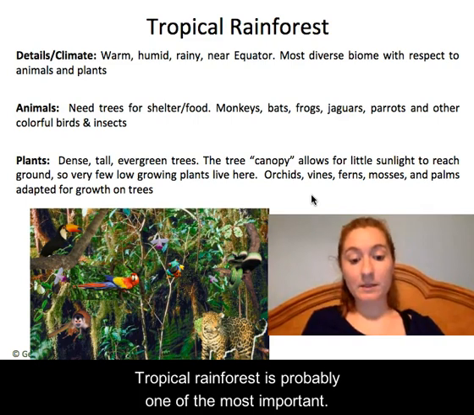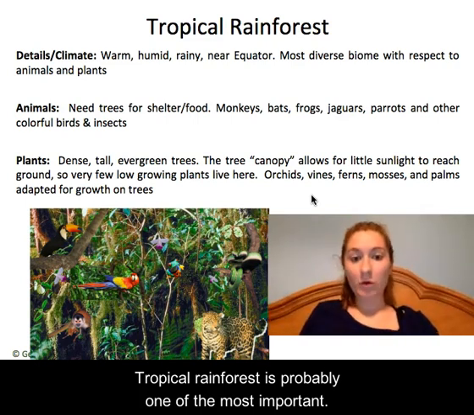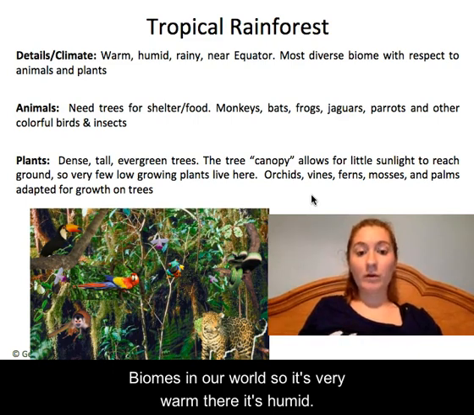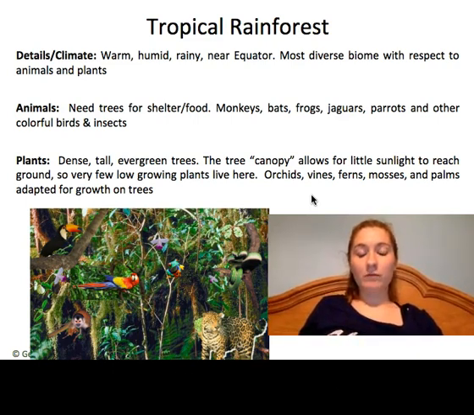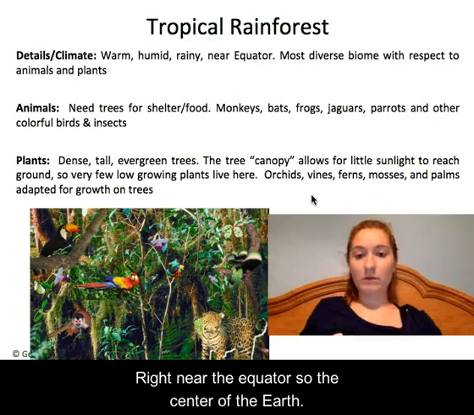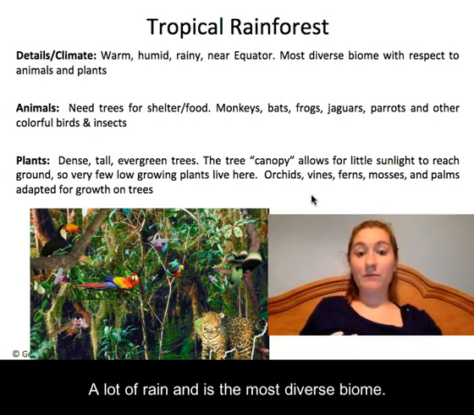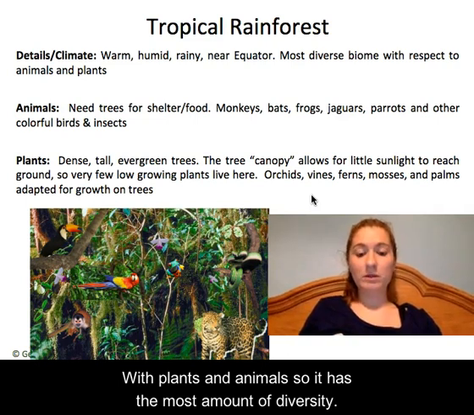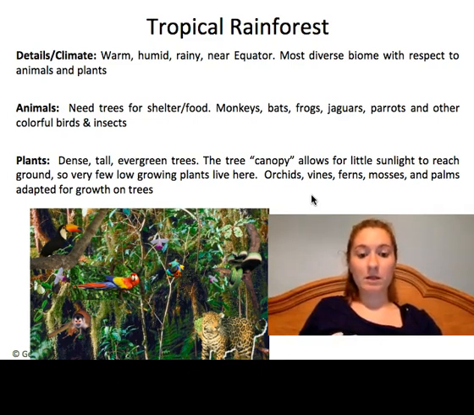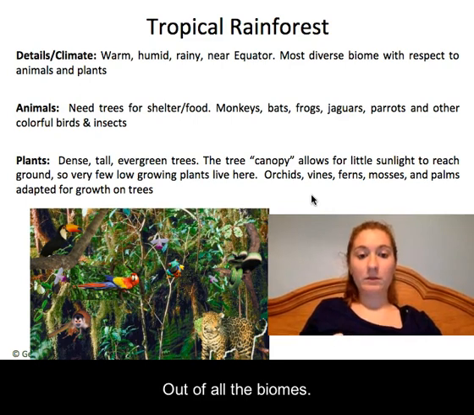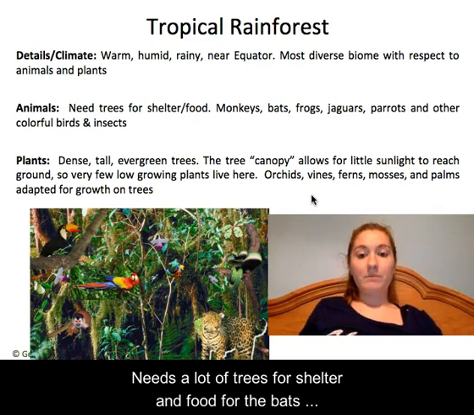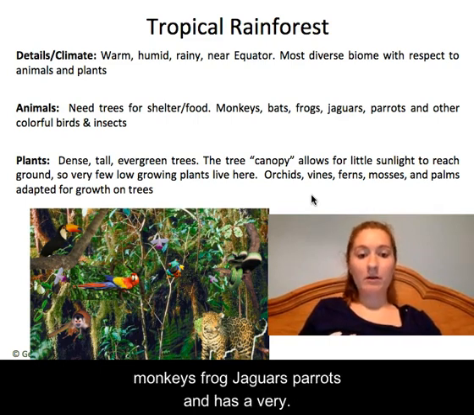Tropical rainforest is probably one of the most important biomes in our world. So it's very warm there, it's humid, it's right near the equator, so the center of the earth, a lot of rain. It is the most diverse biome with plants and animals, so it has the most amount of diversity out of all the biomes. It needs a lot of trees for shelter and food for the bats, monkeys, frogs, jaguars, parrots.